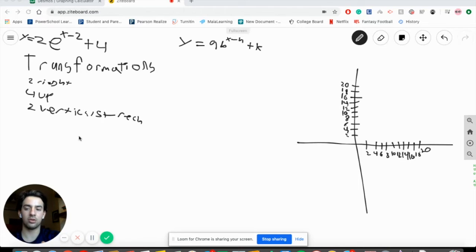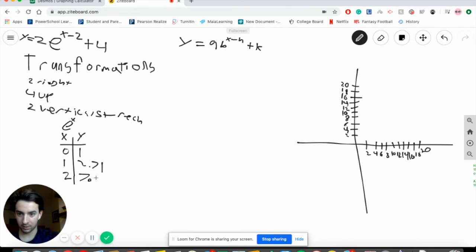I'm going to do this with 2 points, or maybe 3. First, I'm going to do the original points from the basic graph, which is e to the x. The first point is 0, 1, then 1, 2.71. I'm going to do a third point just for the sake of it. The third point is 2, 7.38. So what I was talking about earlier is what I am about to do. I'm going to draw an arrow.